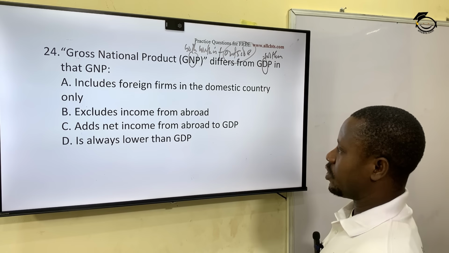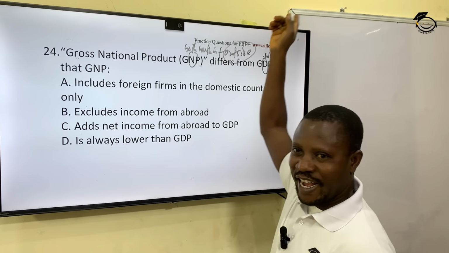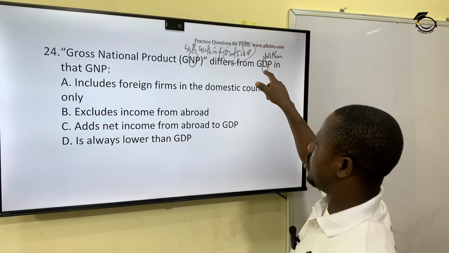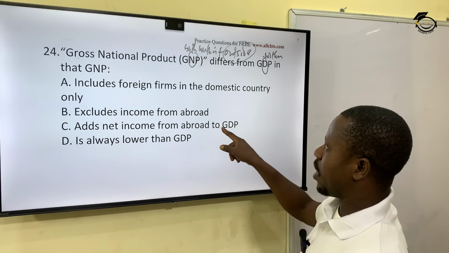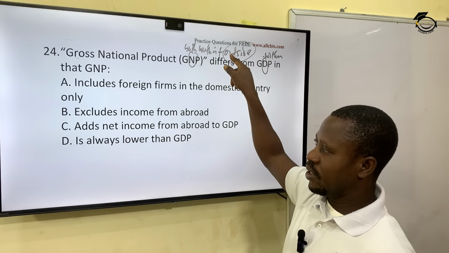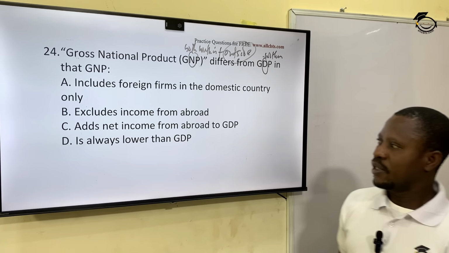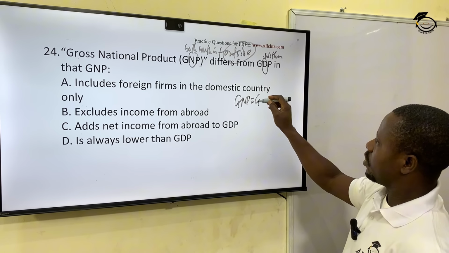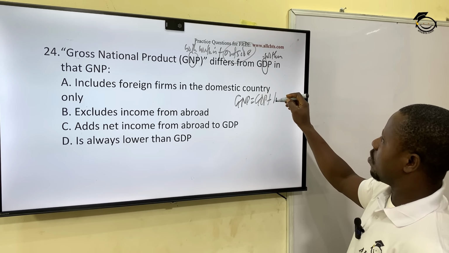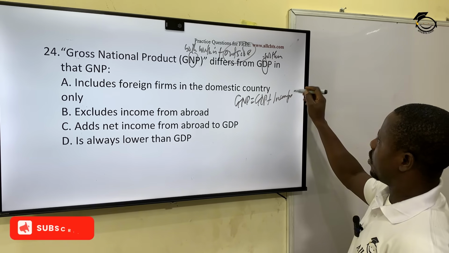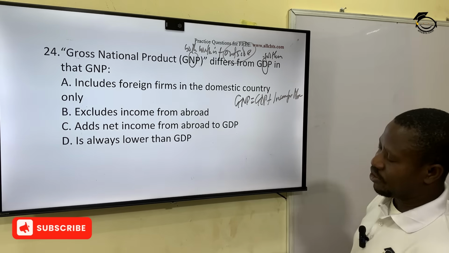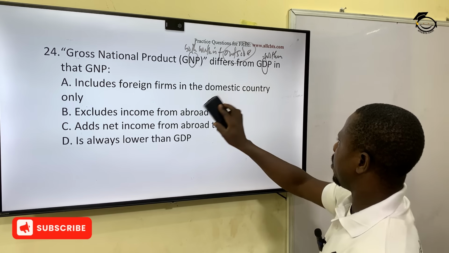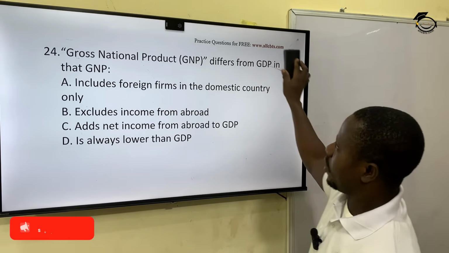GNP will always be higher than what? GDP. The difference between GNP and GDP is the income from abroad, income from outside. So the answer is C, has net income. In other words, GNP equals GDP plus income from abroad. Are you with me? Income from outside. Very well. So option B is the correct answer. Okay?